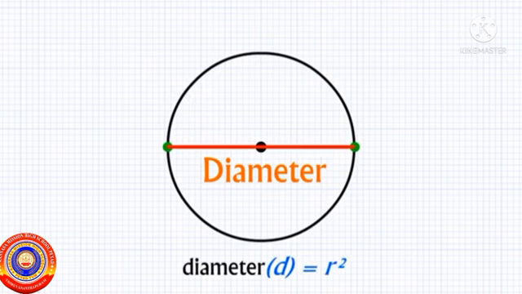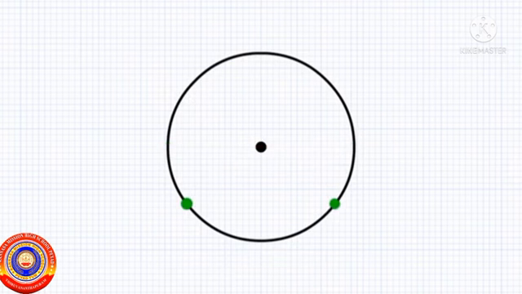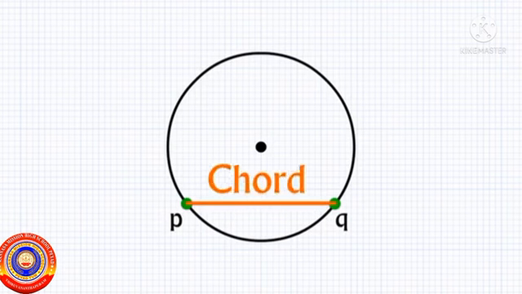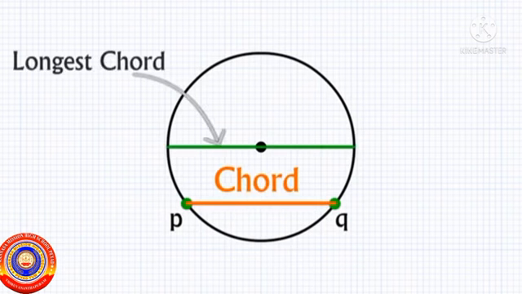Okay, let's put 2 points on the circle. If we draw a line segment connecting these 2 points, then this line segment is called a chord. In fact, the diameter is the longest chord, which passes through the center. In this chapter, we are mainly going to discuss the chords in a circle. Okay children, let's start the chapter.